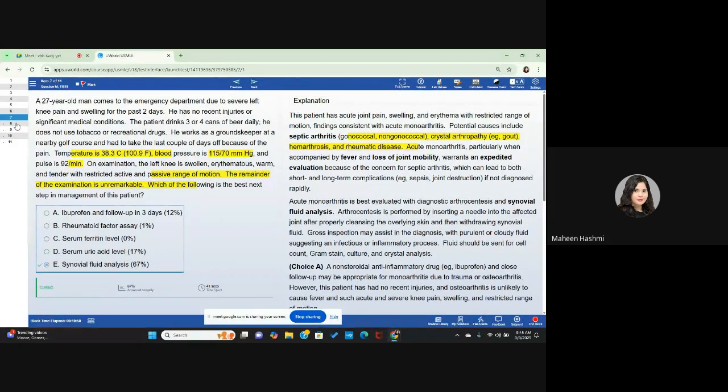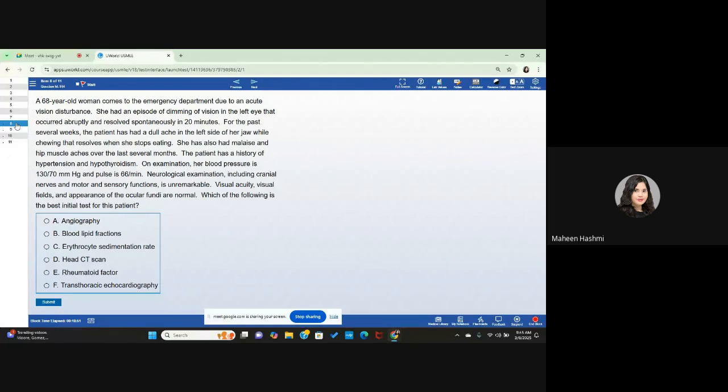Eighth question. Her blood pressure is 130/70, a little bit high, but okay. Neurological examination, including cranial nerves and motor and sensory functions, is unremarkable. Visual acuity, visual fields, and appearance of the ocular fundi are normal. Which of the following is the initial best test? There's a 68-year-old patient with vision disturbance, an episode of dimming of vision in the left eye that occurred abruptly and resolved spontaneously in 20 minutes. What do you think is happening? What's this called?